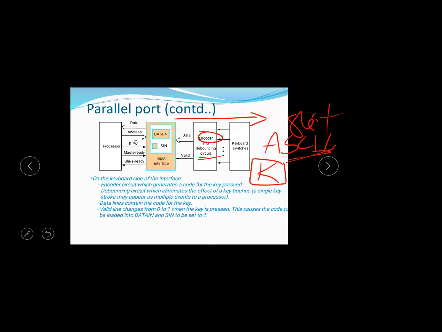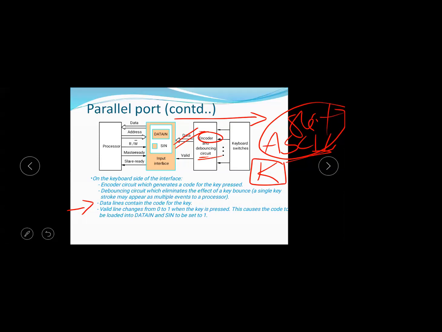Okay, and the data lines contain the code for the key. Whatever 8-bit ASCII code corresponds to the key you press, those 8 bits are transmitted to the data lines. That 8-bit ASCII code is transmitted through the data lines.